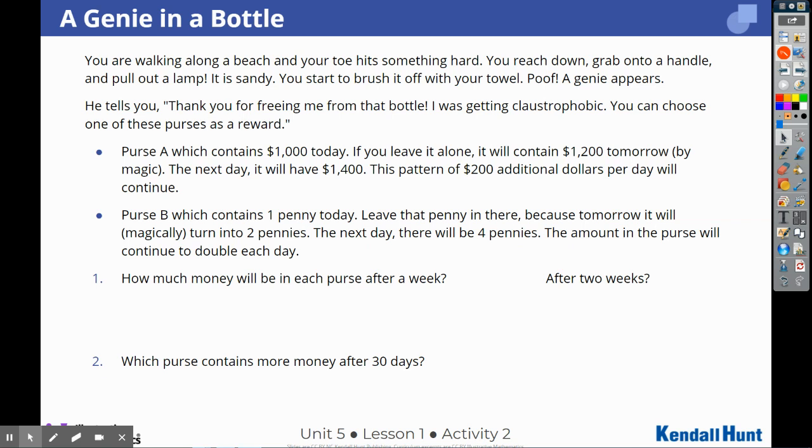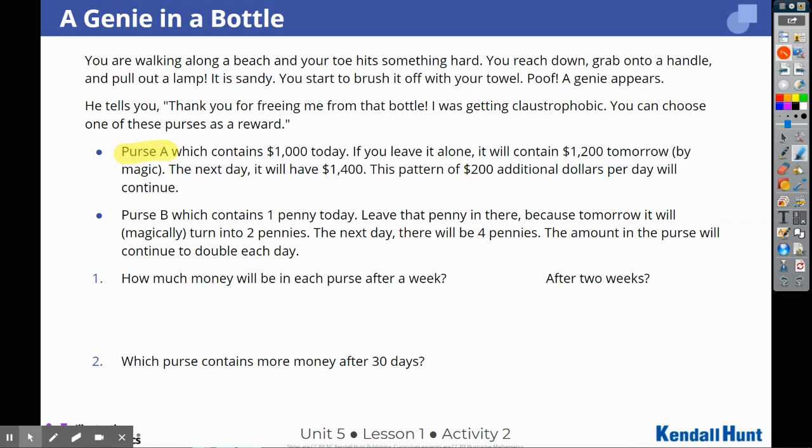Purse A is going to give you $1,000 today. Okay, so you're going to get $1,000 right now. If you leave it alone and you don't touch it, tomorrow you'll have $1,200. Okay, the next day it'll have $1,400. So this pattern is giving you $200 additional dollars every day, and it'll continue as long as you don't touch the purse. Okay, sounds pretty good.